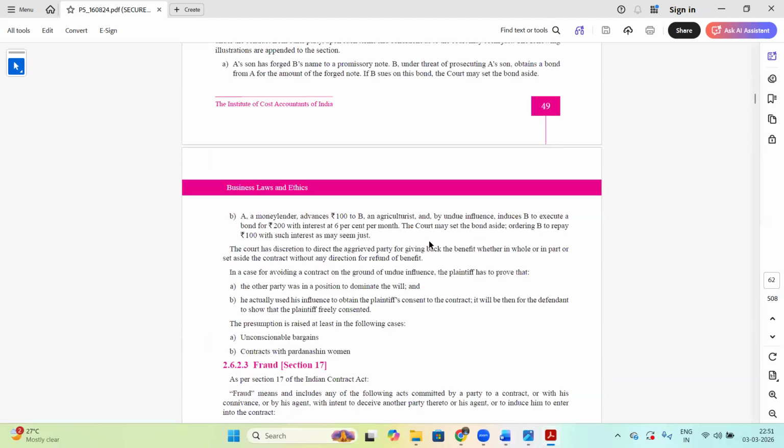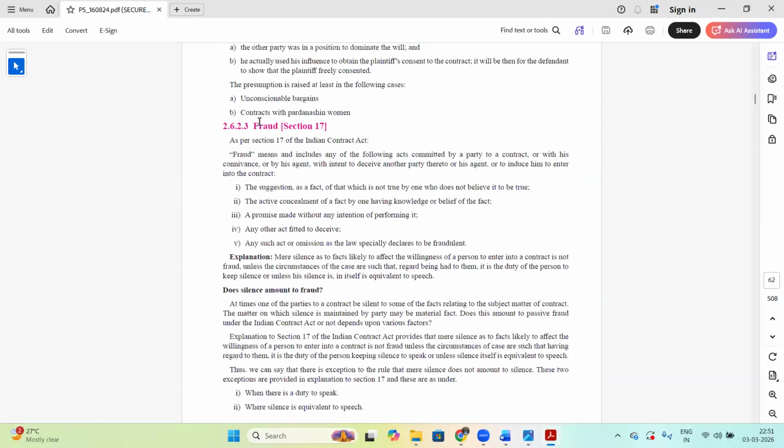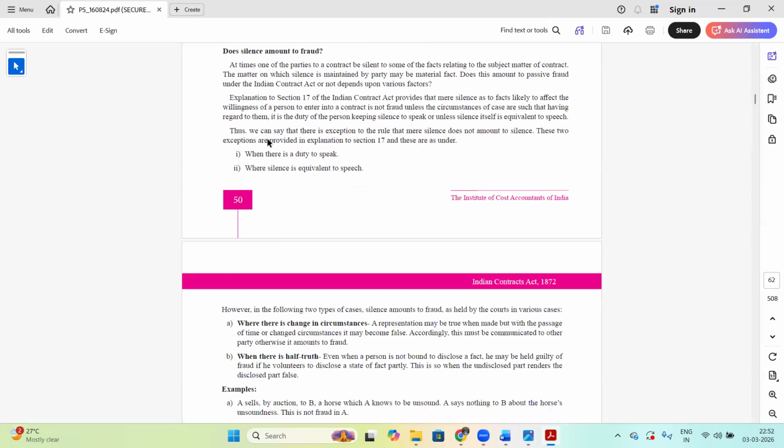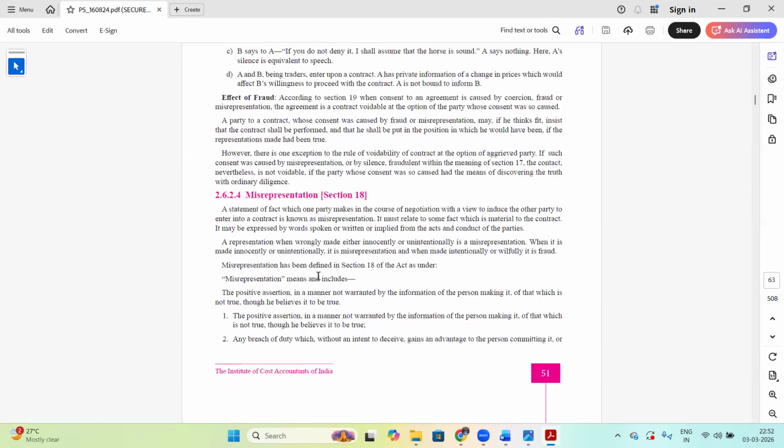Another: what is fraud? Everybody might know. Misrepresentation versus fraud. A misrepresentation may be unintentional, and the degree of penalty or degree of wrong is comparatively higher in the case of fraud. A fraud is indeed a misrepresentation, but a misrepresentation is not always a fraud. So you're requested to go through the difference between misrepresentation and fraud.